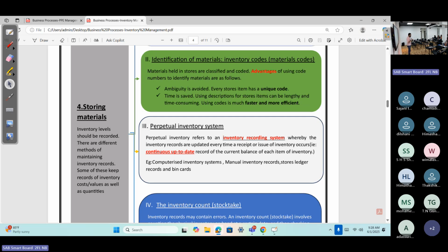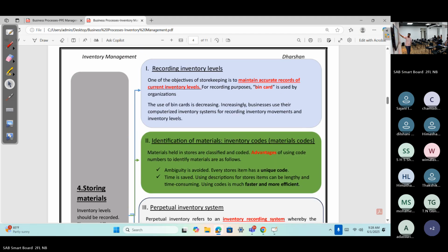Recording inventories. First one, recording inventory levels. You have purchased 100 items. Now, each item should have a separate bin card, or otherwise a computerized inventory card. Say raw material A, B, C. A should have a separate bin card. B should have a separate bin card. C should have a separate bin card. The in and out of an item should be recorded in the bin card.